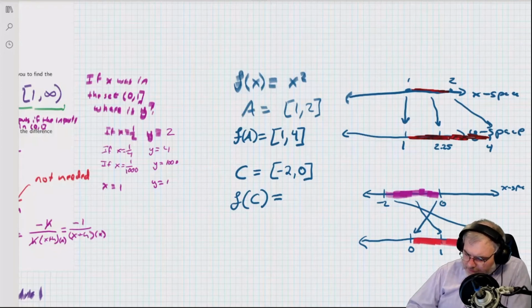So that means that here f of C equals this red area, 0 to 4.